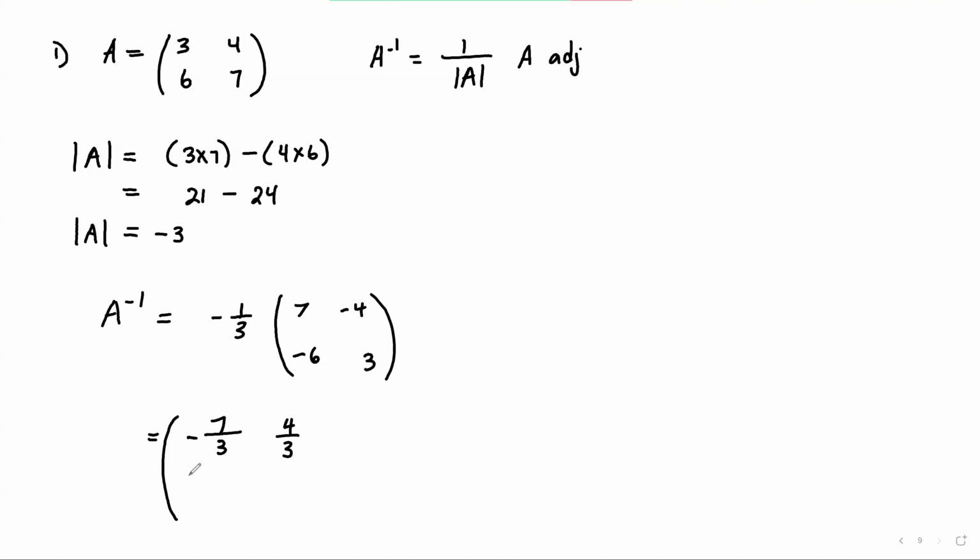-1/3 by -6. I'm just going to show you all out here. 1/3 by 6 would be 3 into 3, 1, 3 into 6, 2. And a negative by a negative is a positive, so this will be +2. And then -1/3 by 3. Well, 1/3 by 3 will be 1, but since it's negative, it's going to be -1. So A inverse is equal to -7 over 3, 4 over 3, 2, -1.